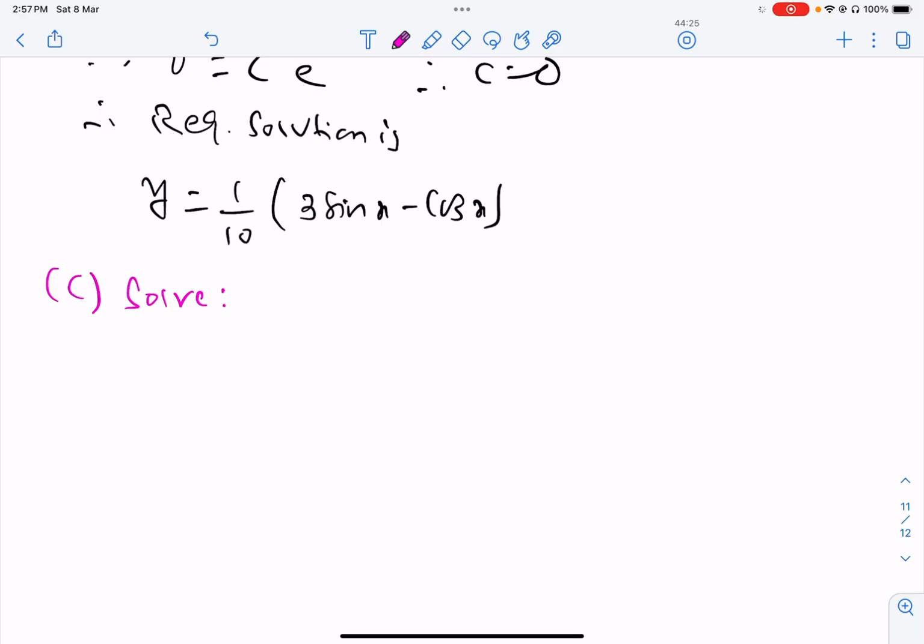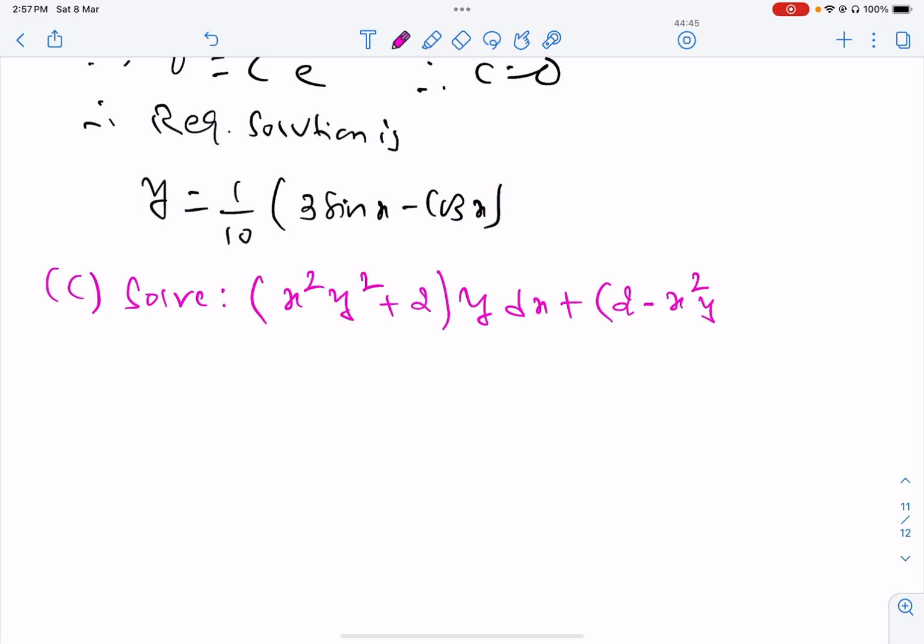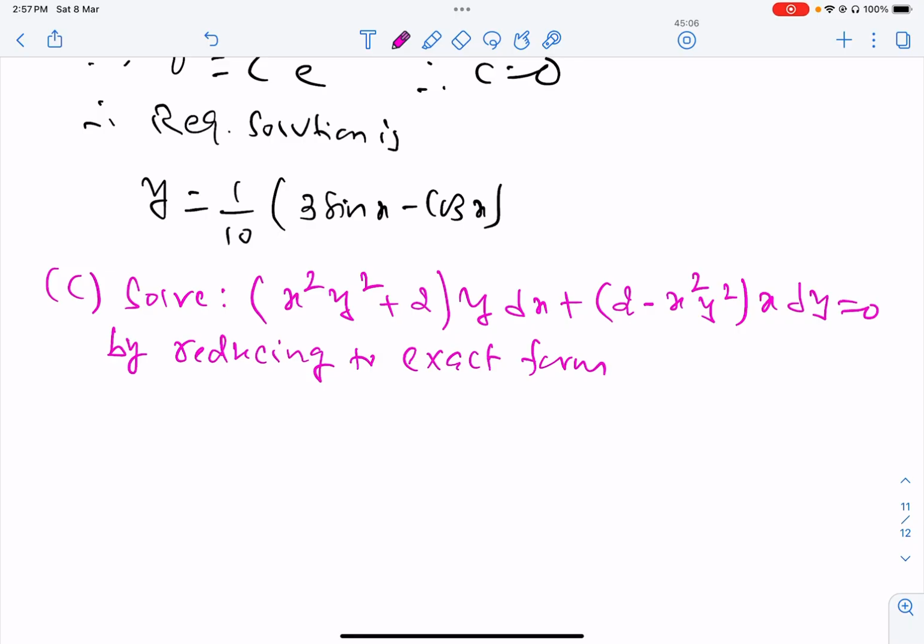Solve x square y square plus 2 into y dx plus 2 minus x square y square into x dy equal to 0, by reducing to xz form.